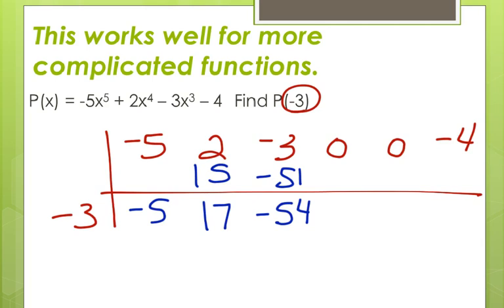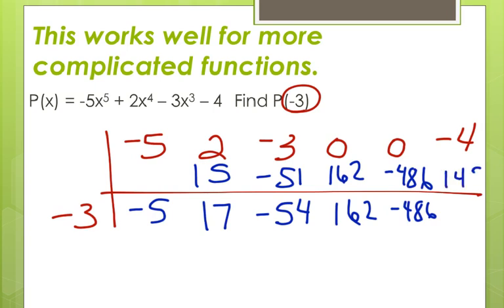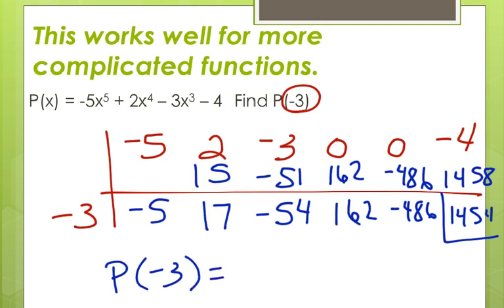And so negative 3 times negative 54 is 162. And then 0 plus 162. Now negative 3 times 162 is negative 486. And 0 plus negative 486 is negative 486. Negative 3 times negative 486 is 1458. And negative 4 plus 1458 gives me 1454. And that means that would be my remainder if I was doing division. But all I'm doing is finding P of negative 3, and that's equal to 1454.